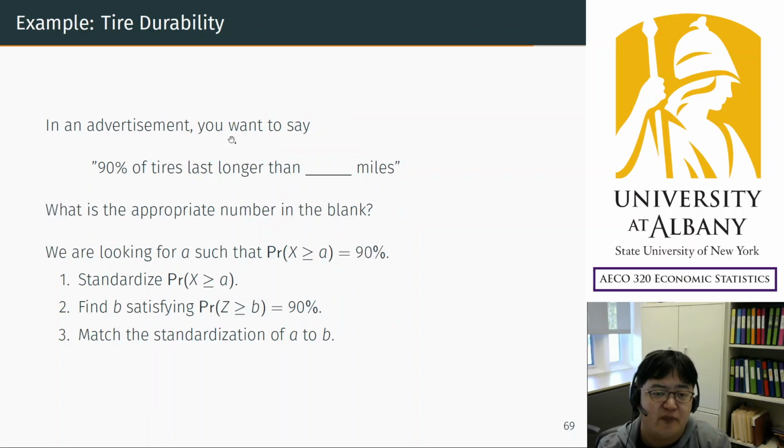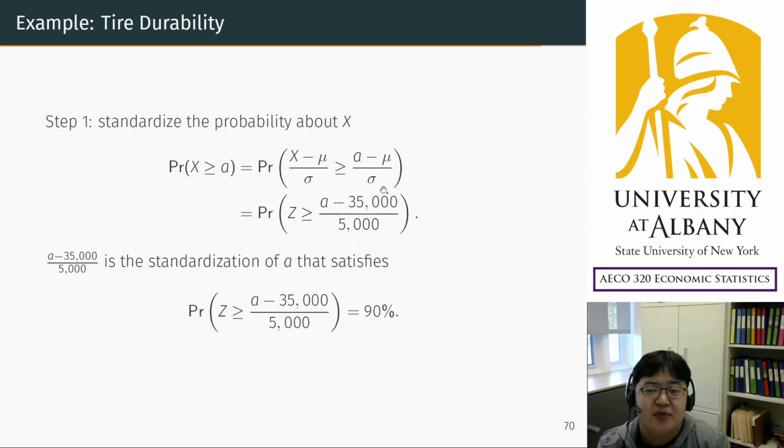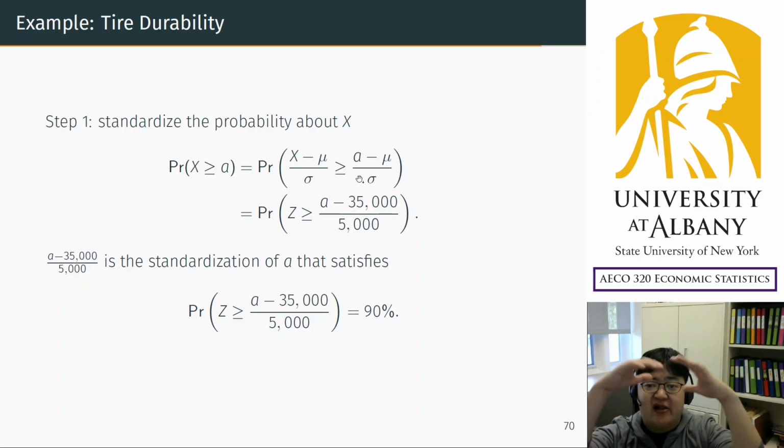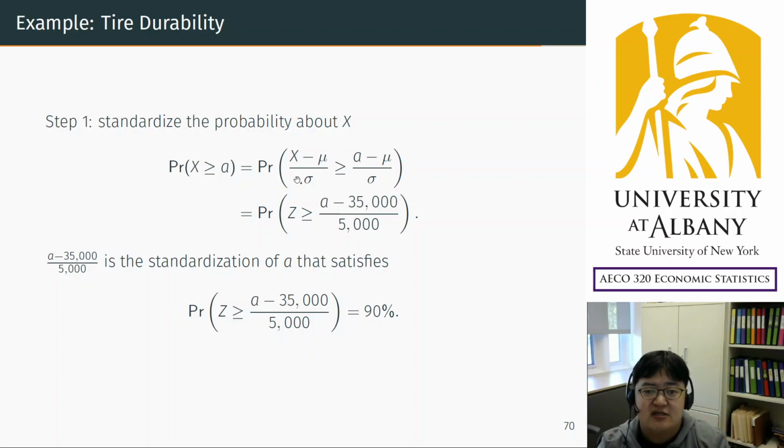So here, back to this example, let me show you the idea. So first, we are going to standardize the probability that X, a tire, lasts longer than a number of miles. And standardization, as usual, goes like this: X minus mu over sigma, a minus b over sigma. And as I said, the inequality is valid within the parentheses. So nothing else is affected by this standardization. A problem here is that because A is unknown, you cannot calculate this part. You cannot simplify this any further than this. So just keep this as it is.